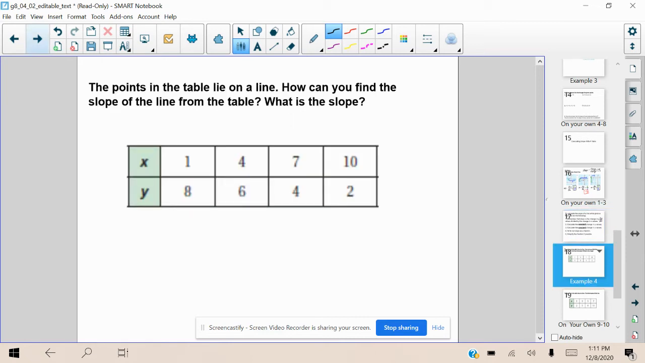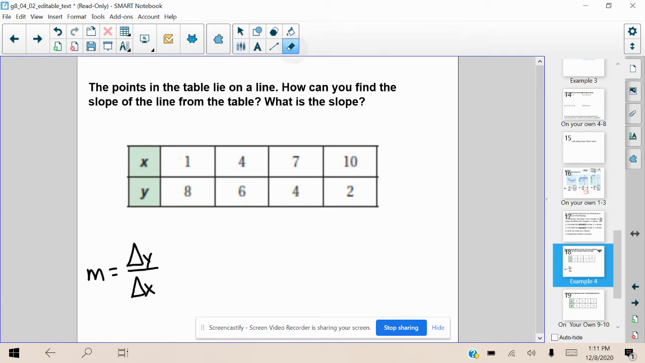So the first thing that we need to do is remember that slope is equal to the change in y over the change in x. So I'm going to write that. M is equal to the change in y over the change in x. Now I'm actually going to change up some colors here. It's equal to the change in y, I'll do blue, over the change in x.